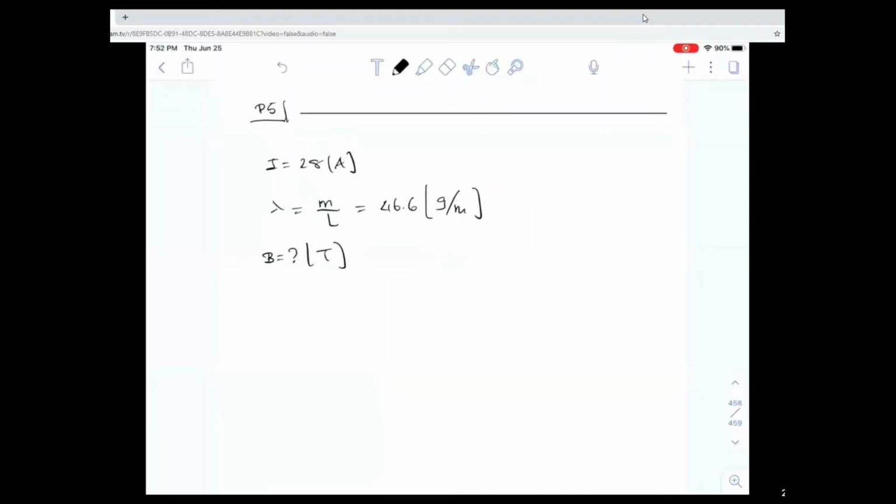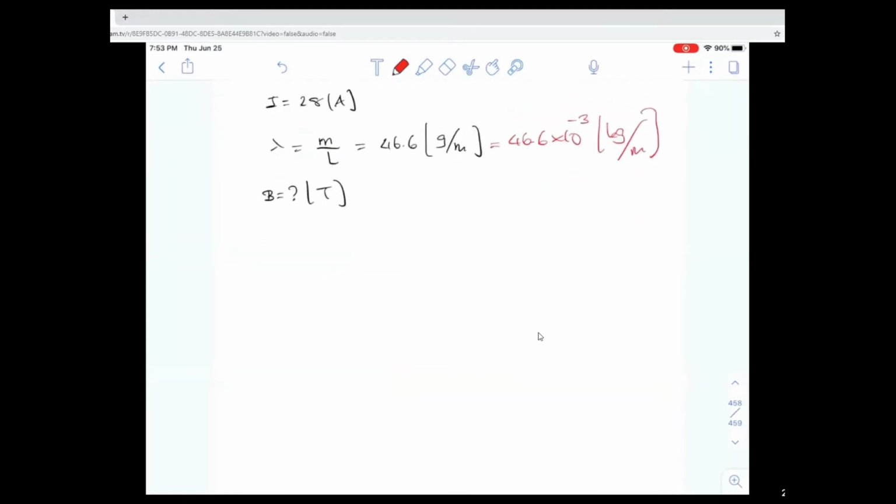I listed everything given to us. Linear densities usually use the letter lambda, so that's per unit length. But this one is expressed in terms of grams, so let's express it in terms of kilograms. All right, so now we're good.